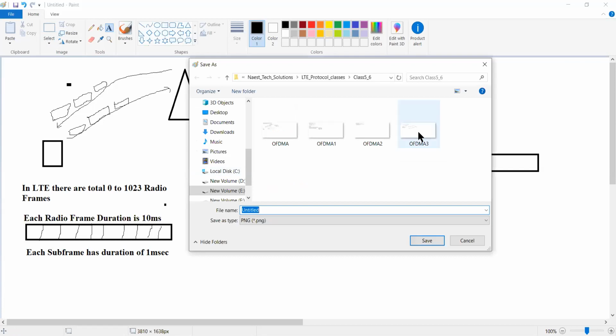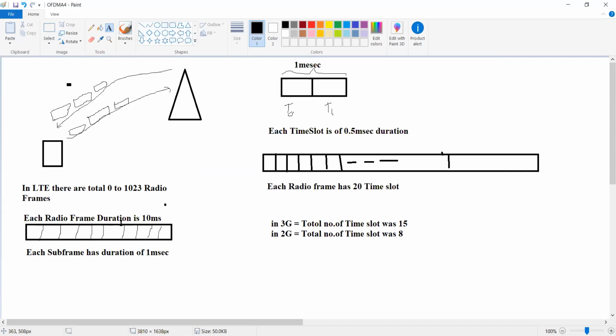In LTE, how much? 20? Yeah. So because each radio frame is of 10 millisecond, and each subframe has 2 time slots, there are 10 subframes. So there are 10 subframes, each subframe having 2 time slots. So obviously it is 20 time slots for one radio frame.